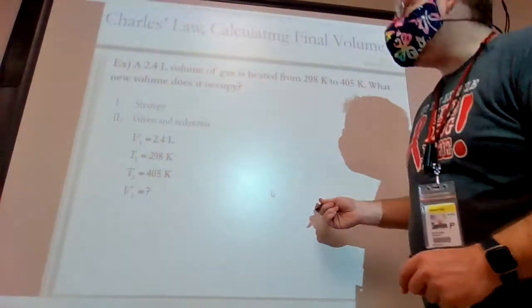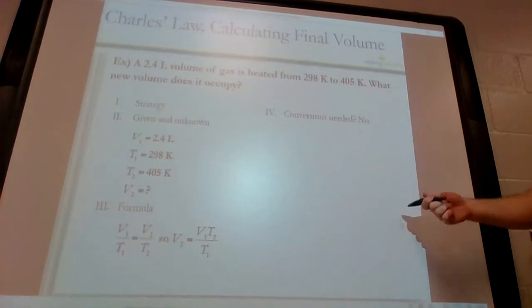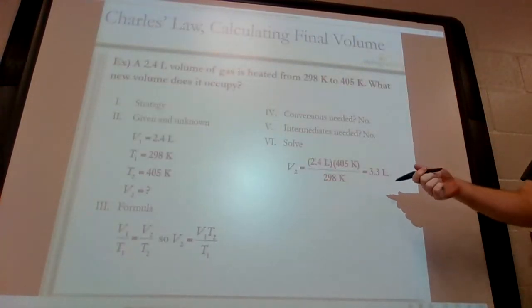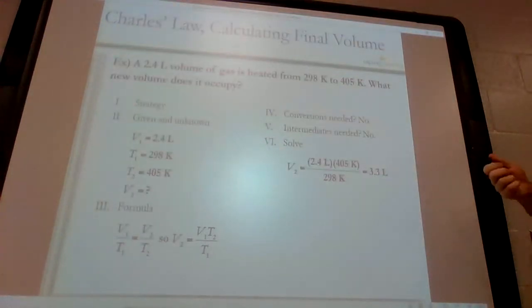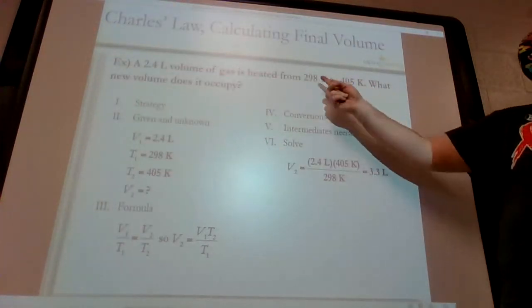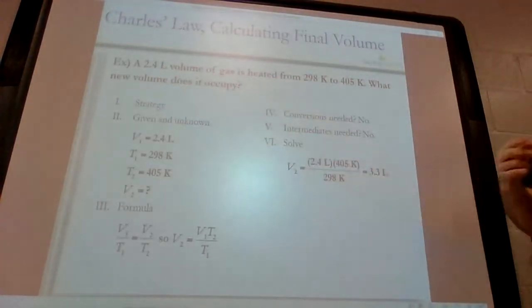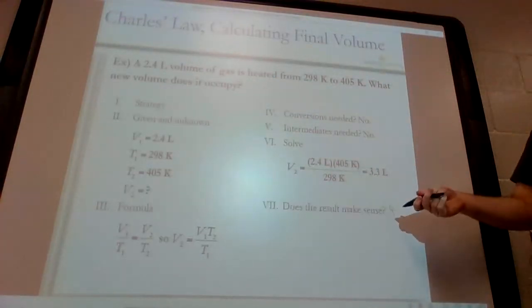And I believe that's what we're going to see happen right here. Like magic. Don't need to convert anything because my temperature is already in Kelvin. And then, yes, we have our problem set up just like we should. And we're solving. We see that our temperature goes up, so we expect our volume to go up. It goes up from 2.4 to 3.3. That's exactly what we want to see.